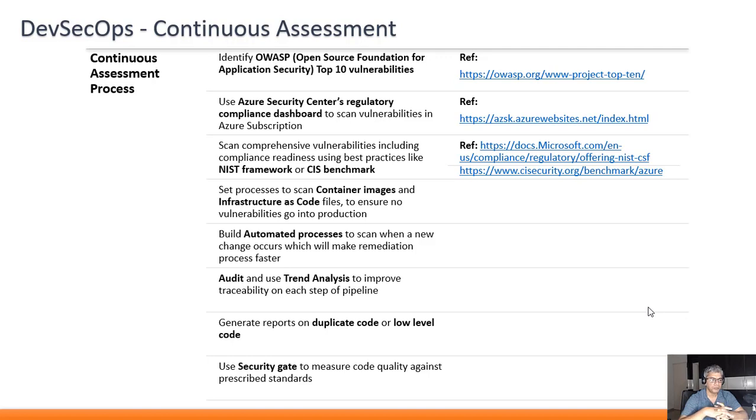There are a lot of things that need to be followed over here. The first thing is we need to identify the top 10 vulnerabilities from the Open Source Foundation for Application Security. This is a principle of OWASP. If you go to OWASP, you'll find a lot of principles and the process involved in order to find the vulnerabilities. It will give you the list of vulnerabilities that is already there. So first we have to figure out what types of vulnerabilities can come.